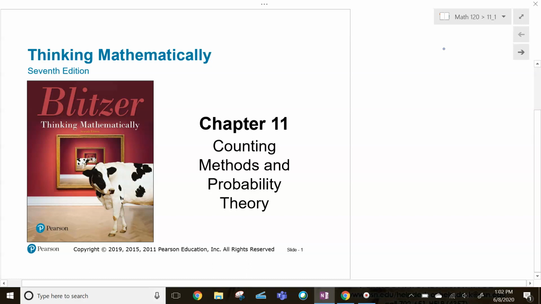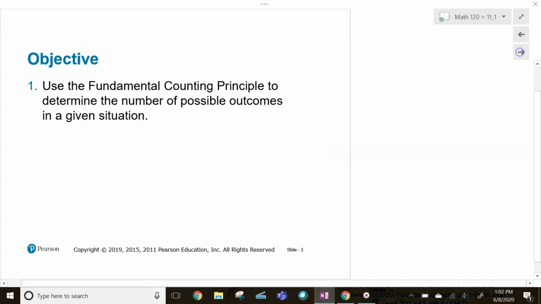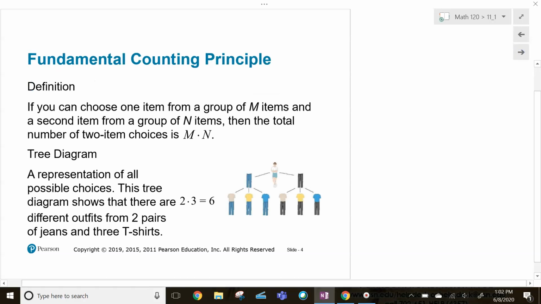This section or unit we're going to talk about is counting methods and probability theory. We're going to start out with this fundamental counting principle, which determines the number of possible outcomes in a given situation.